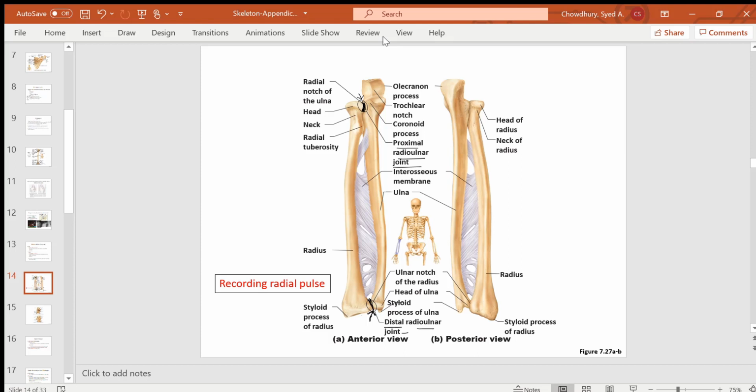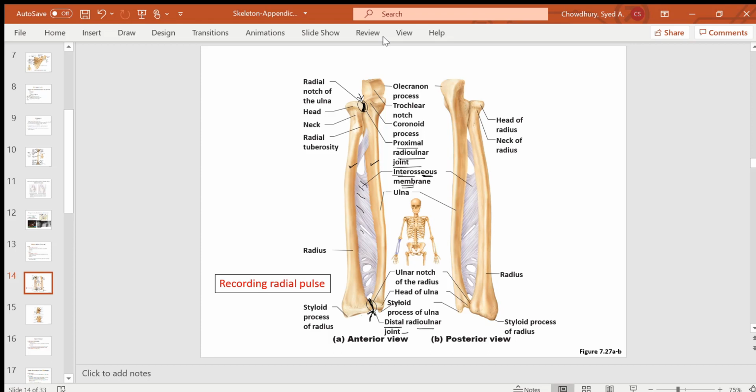So those are two joints that hold these two bones together. Also, a strong connective tissue membrane connects the shafts of these two bones very strongly, and that is called the interosseous membrane. Inter means in between, osseous means bone. So this is a strong membrane that also holds these two bones together. So two joints and the interosseous membrane strongly keep these bones together.